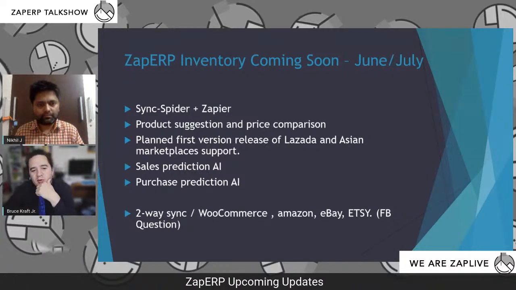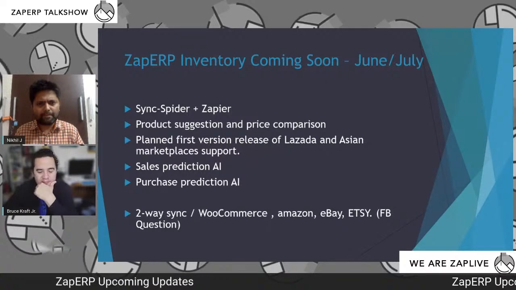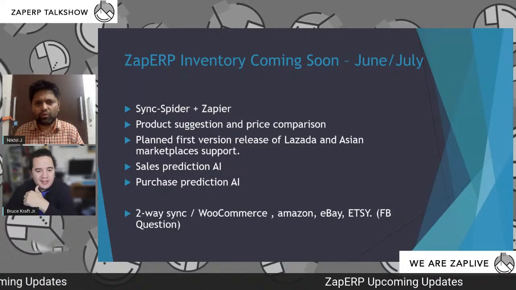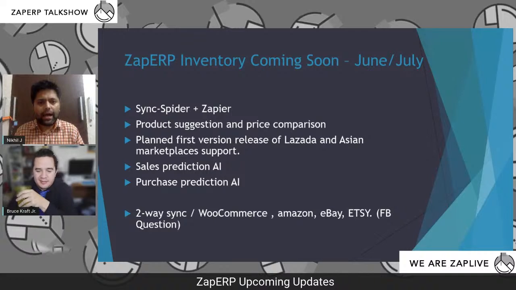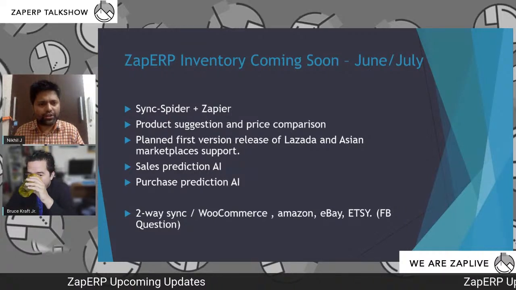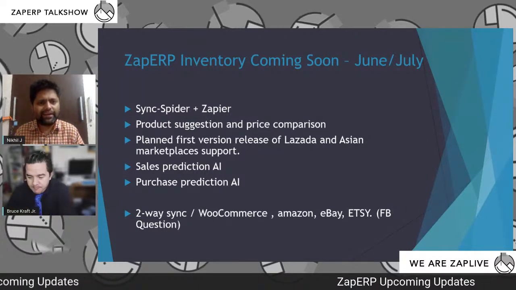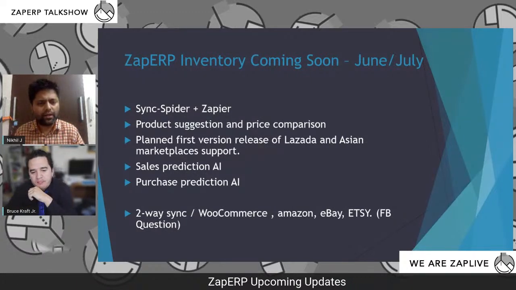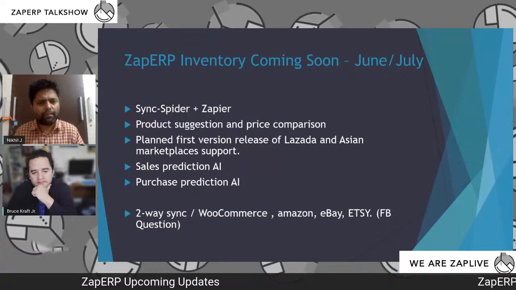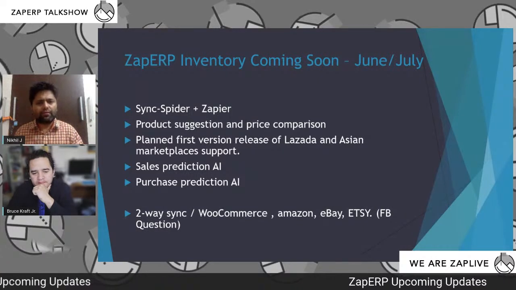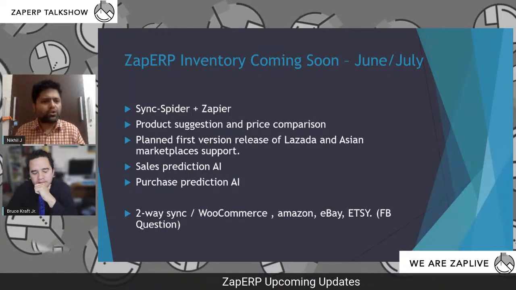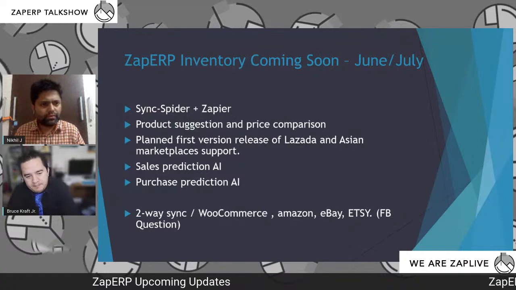Alrighty. Yep. Go ahead. Yeah, and the last one, two-way sync, WooCommerce, Amazon, eBay, Etsy. I think that was added as a question, but that's definitely not a June-July update. That's more of an iterative update that is going to happen next week, a week after that, and continuously.